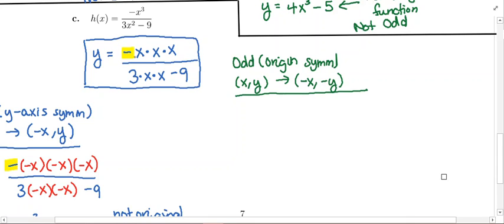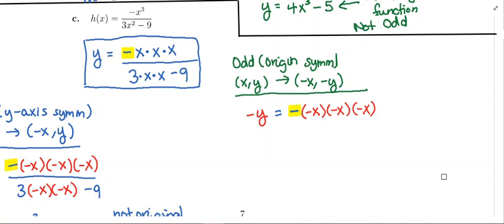Go to your function in the box. We're going to replace y with negative y, and then we're going to have that equals, let's look at the numerator. Remember that minus sign, we're going to put it in yellow again. It's just hanging out front. Then you've got x times x times x. Each of those x's has to change over to negative x.